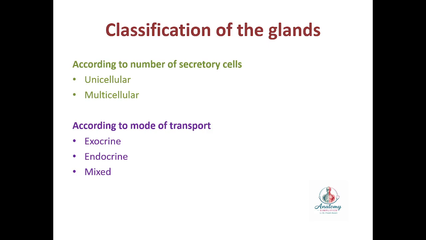The exocrine glands are the ones which pour out their secretions through ducts. The examples are various types of salivary glands, the glands present in the GIT, etc. And there are some glands in our body which have both exocrine and endocrine function, like liver and pancreas.